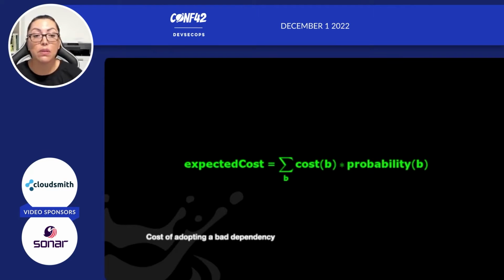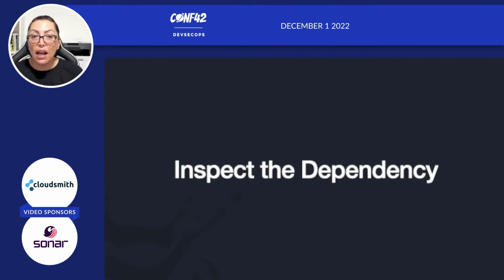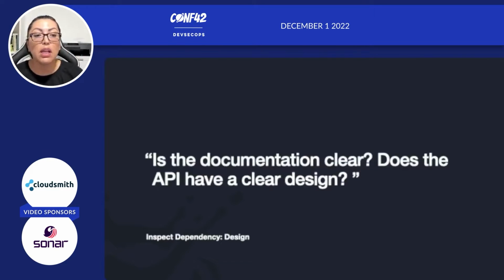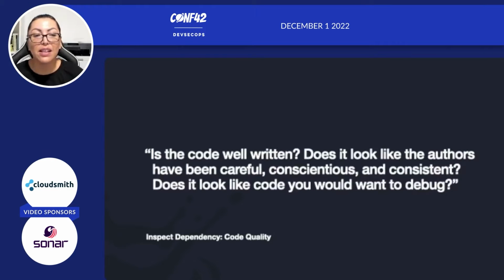What is the risk? Before adding any dependency, we should ask some questions. For example, in terms of the design, is the documentation clear? Does the API have a clear design? If the authors can explain the package API and its design well in the documentation, that increases the likelihood that they explain the implementation well to the computer in the source code.